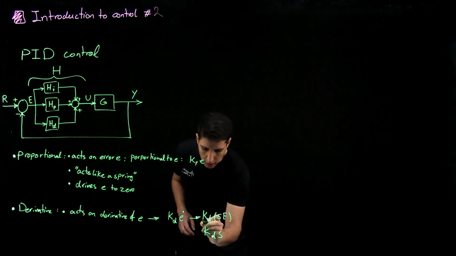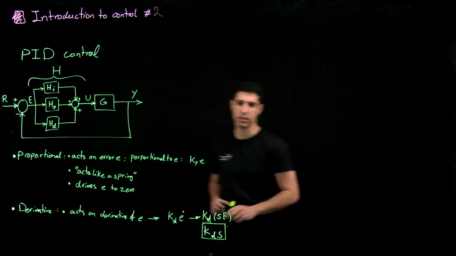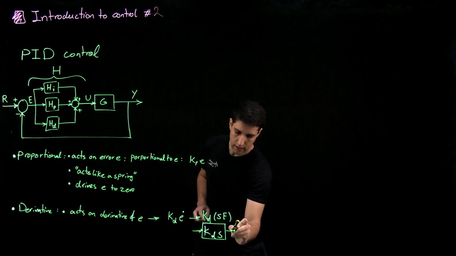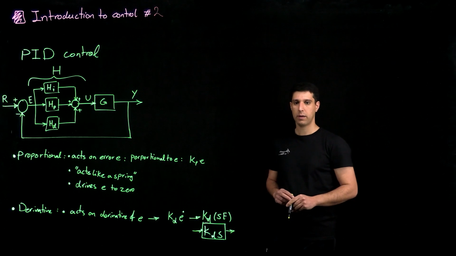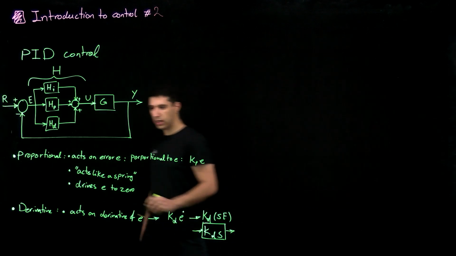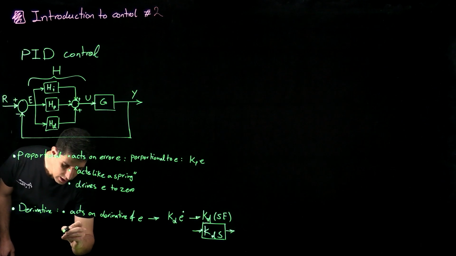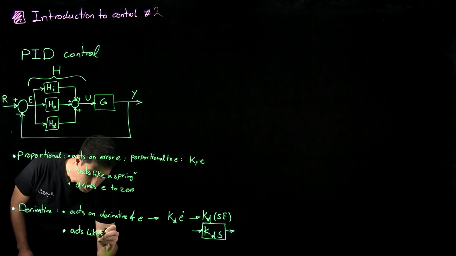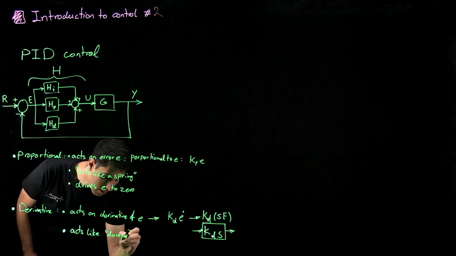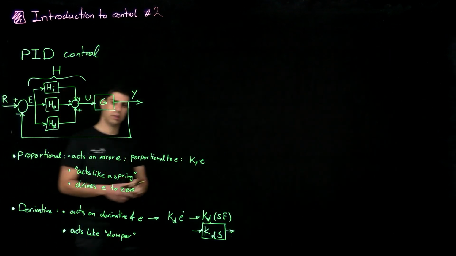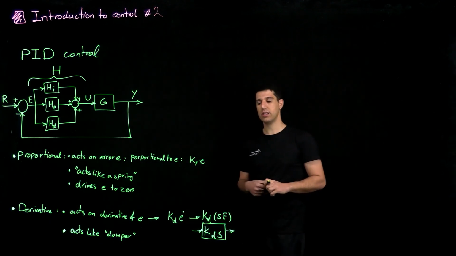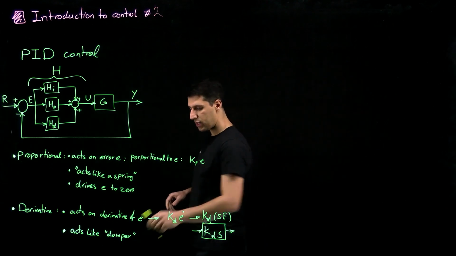So this is the block diagram version of this. E comes in, output goes out. So what it does, in the pendulum example, it acted like a damper. So it kind of tries to get rid of the excess oscillations. That's one kind of effect of this.